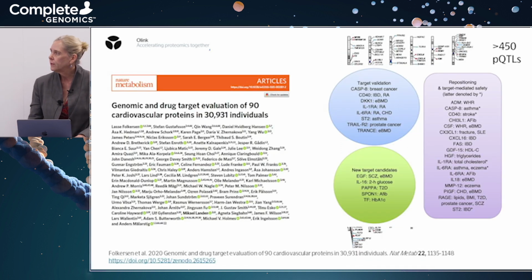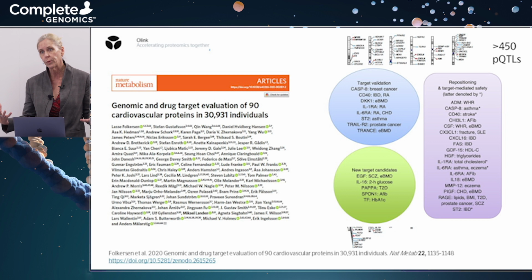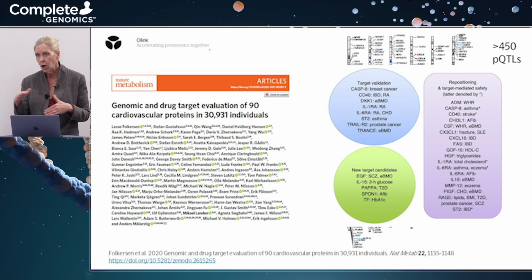So here's the flagship paper of the SCALLOP study. This is 90 proteins in this study. It was published in 2020, and over 30,000 individuals. Now these were individual cohort studies that were then brought together, harmonized and meta-analyzed together.